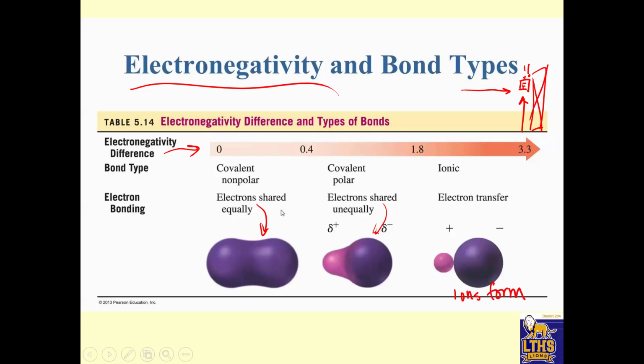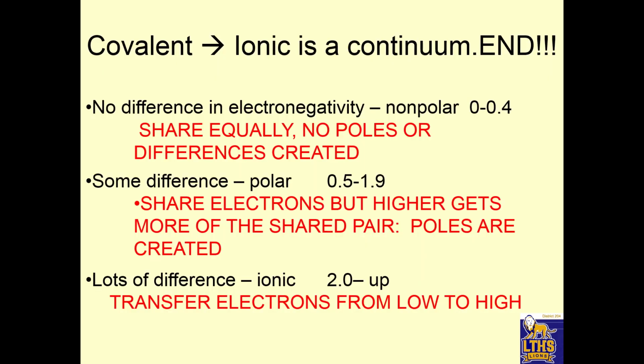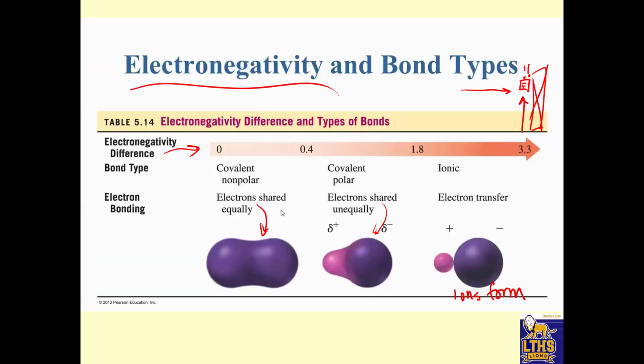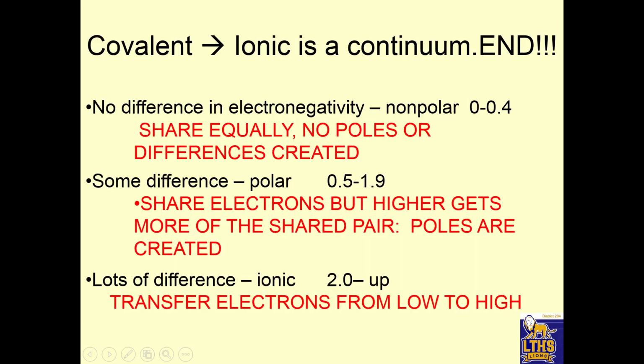So it's like a continuum of bonding based on the electronegativity differences of the atoms. Here are polar bonds, nonpolar bonds, and ionic bonds, in kind of pictures: equal sharing, unequal sharing, transferring. Here it is in words, all right? Covalent is sharing, and you could share equally, start sharing unequally, until you get to ionic. It's a continuum, all right?